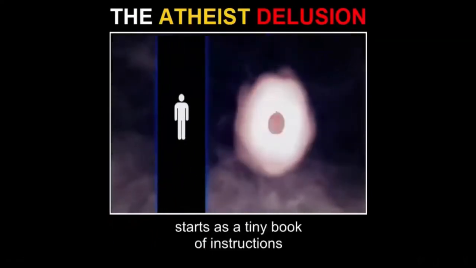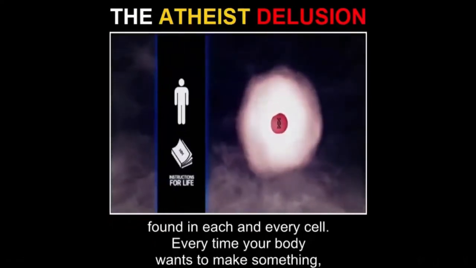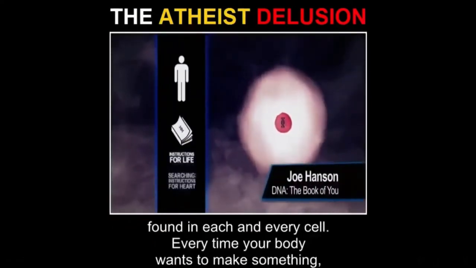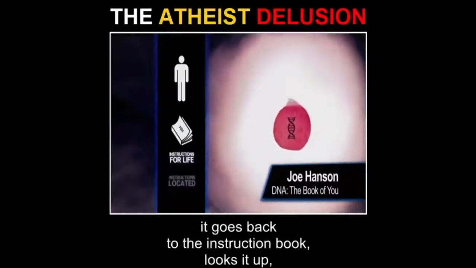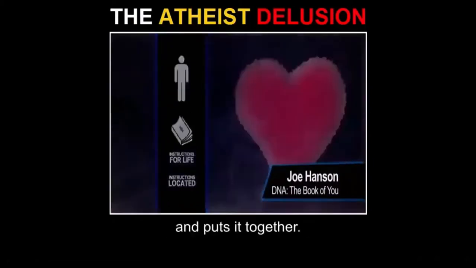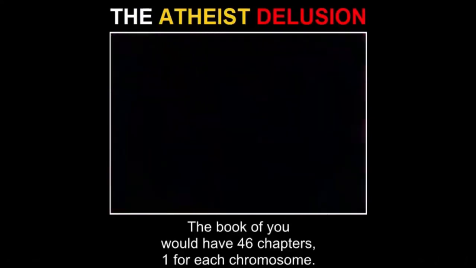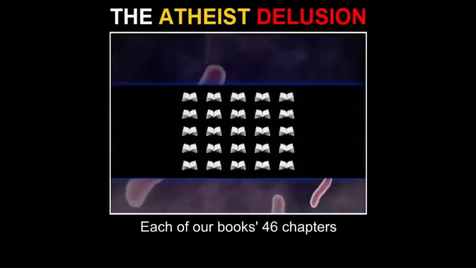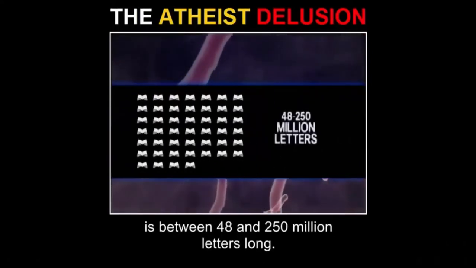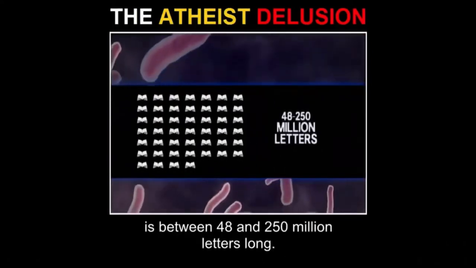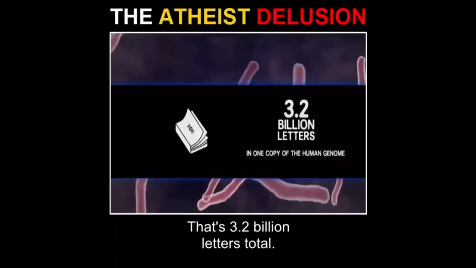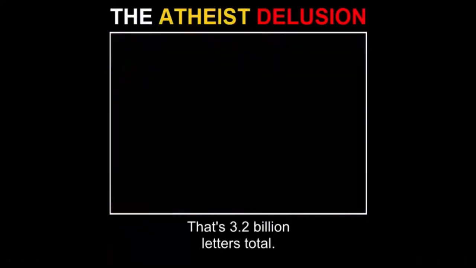Everything that you are or ever will be made of starts as a tiny book of instructions found in each and every cell. Every time your body wants to make something, it goes back to the instruction book, looks it up, and puts it together. The book of you would have 46 chapters, one for each chromosome. Each of our book's 46 chapters is between 48 and 250 million letters long. That's 3.2 billion letters total.